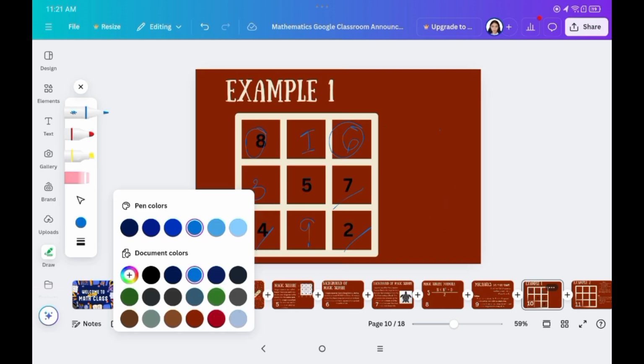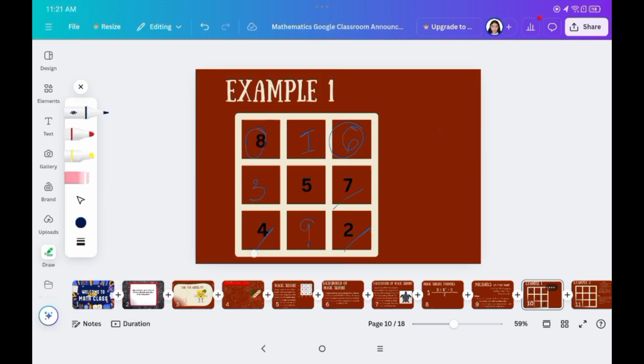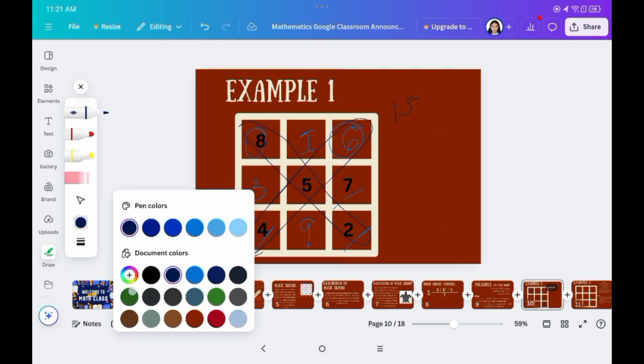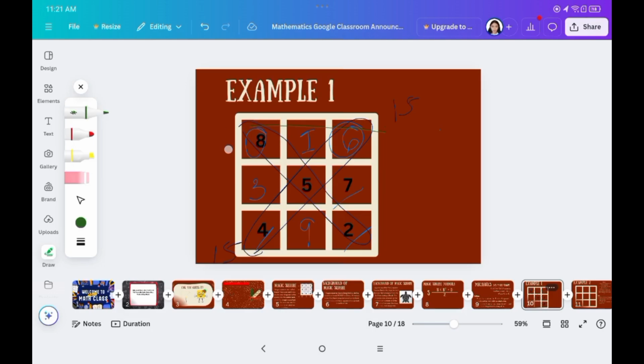Lahat ng row, column, diagonal ay mayroong 15. Diba? Ang dali lang.